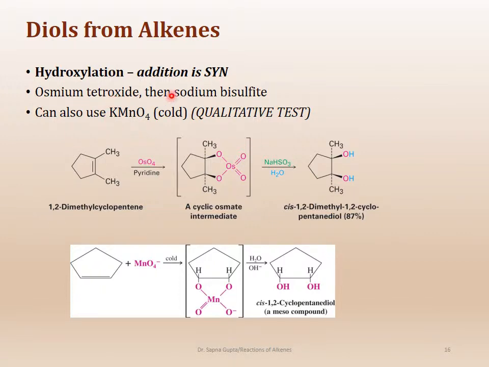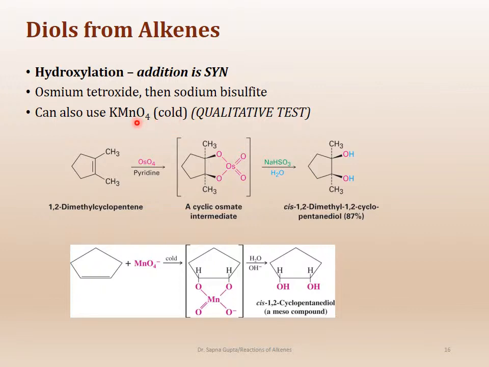The two reagents that are used here commonly are osmium tetroxide followed by sodium bisulfite. Again, this is the workup reagent. And then we can also use potassium permanganate, which is supposed to be used cold.